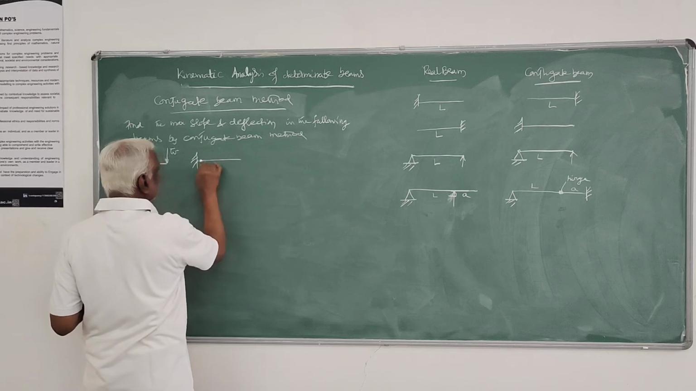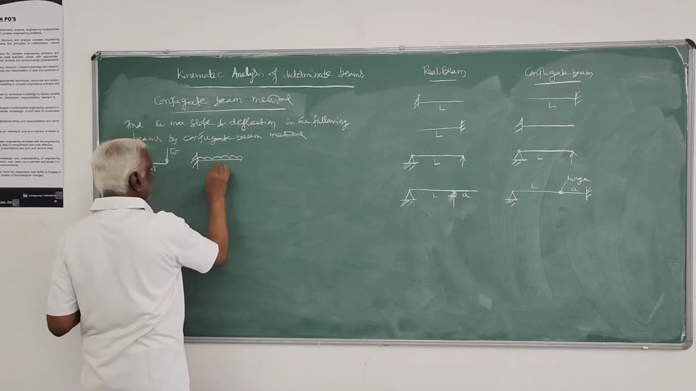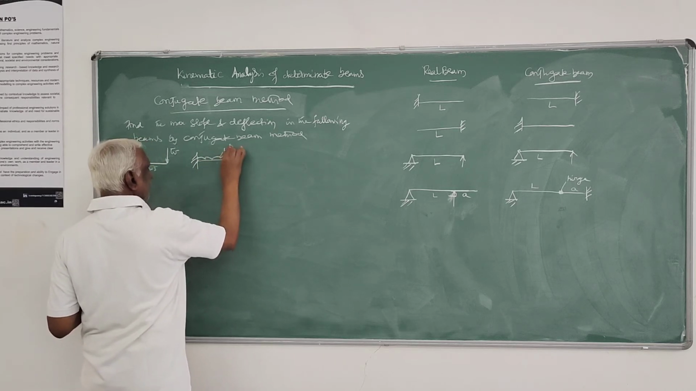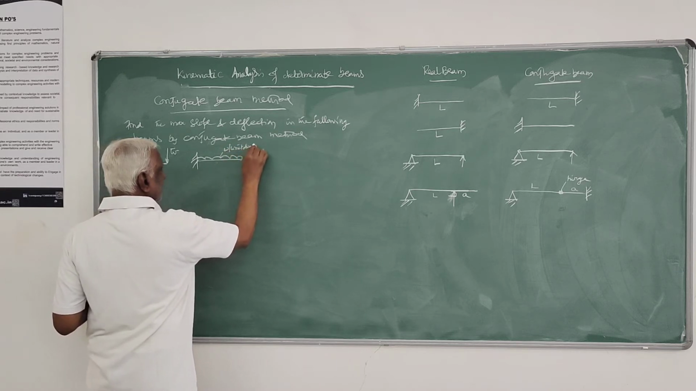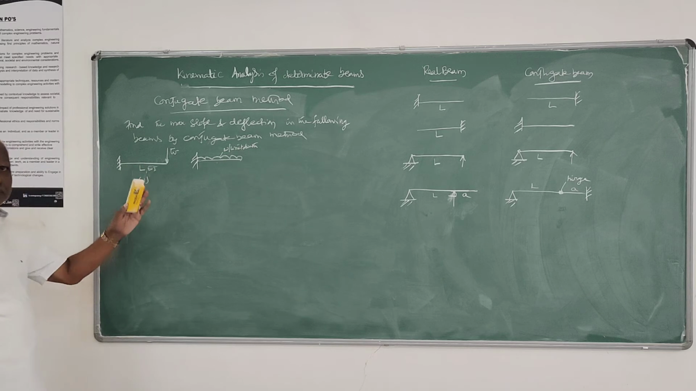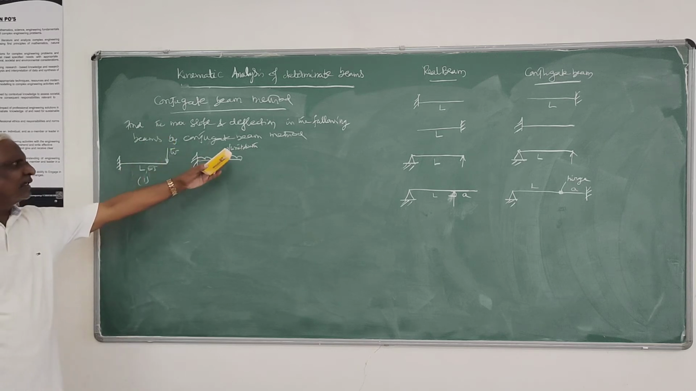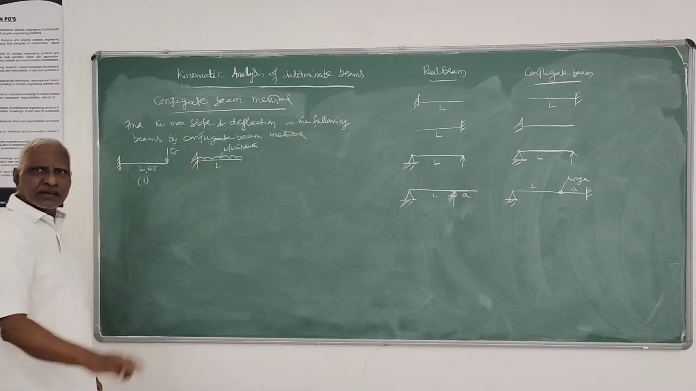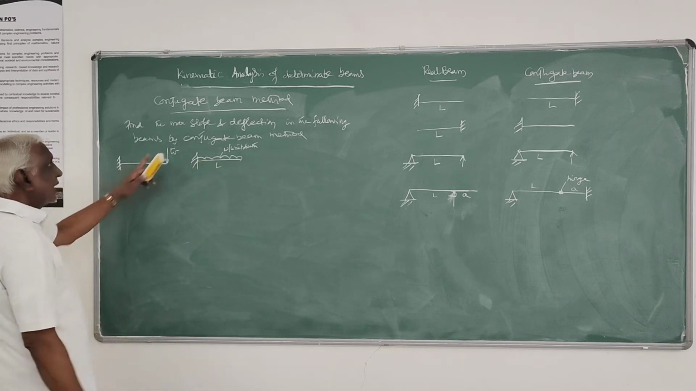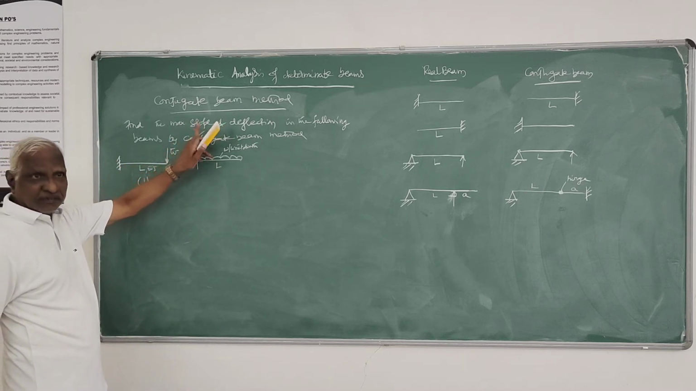Second example, UDL of W per unit length. I will work on general problems. You can take any numerical value here: 50 kilonewtons, 100, here also whatever value. And span also you can fill it up. So I have asked maximum slope and deflection.